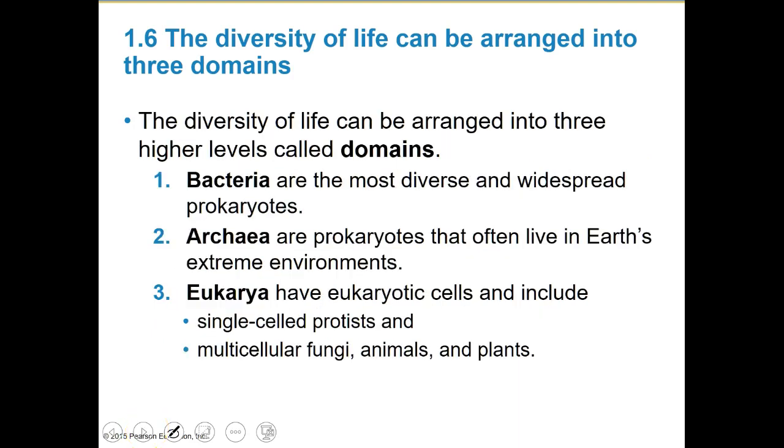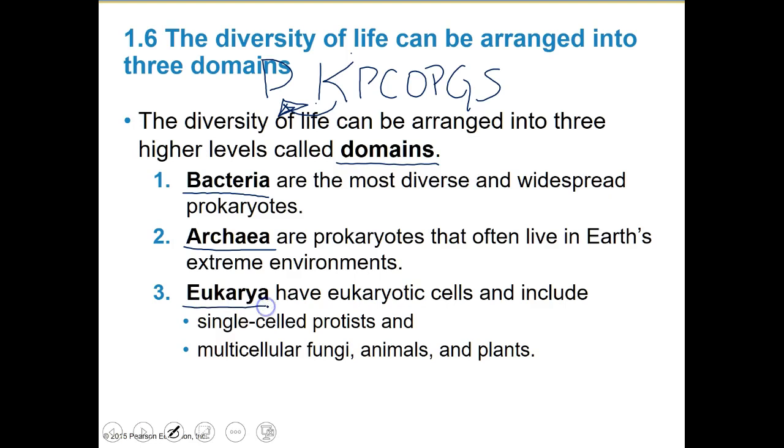Okay, this is a big one probably for this section that we will at least somewhat discuss: the diversity of life can be arranged into 3 higher levels called domains. So if you remember, there's that whole thing with kingdom, phylum, class, order, family, genus, species, the whole King Philip came over for great spaghetti or whatever it is, something like that. There's actually a thing before that. So it is domains.